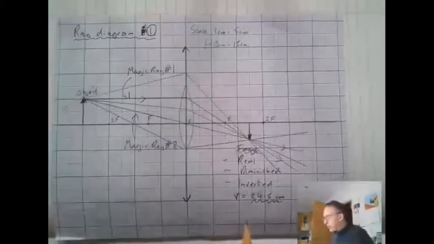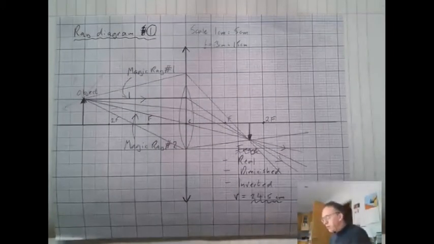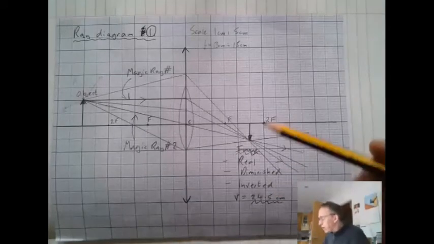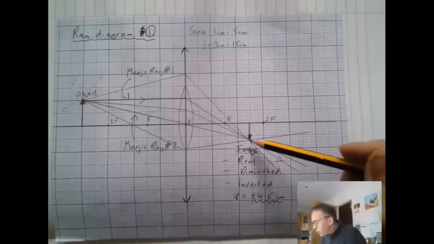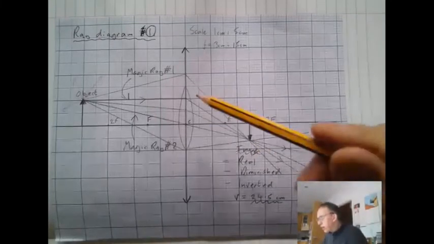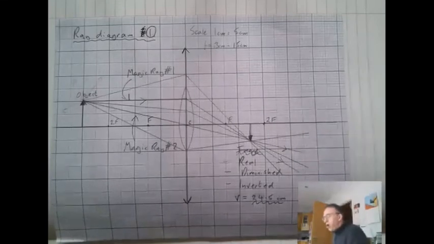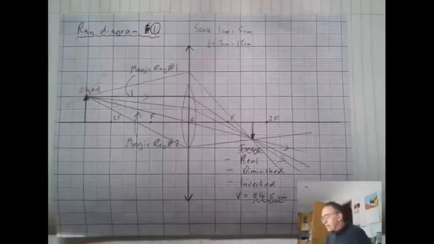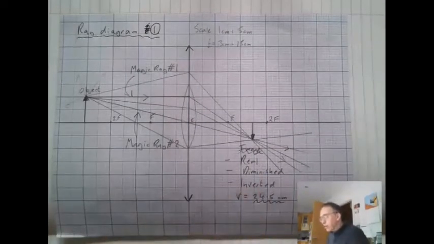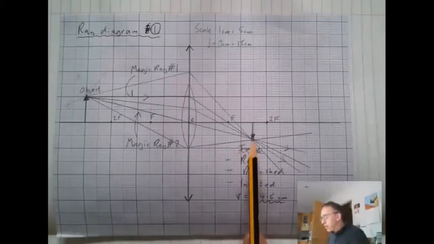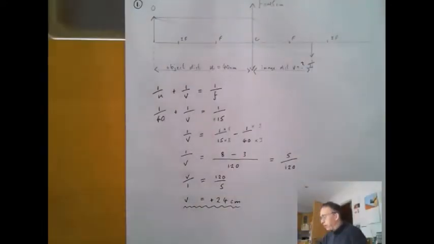So the diagram says 24.5 centimeters, the equation says 24 centimeters. So they're actually in pretty good agreement. That's not the best diagram, so you might find in your version that you get it to be closer to 24. Okay, so what this means is that these two methods actually agree with each other. The ray diagram method predicts where the image will be, and the equation does the same. And they agree. Isn't that marvelous?